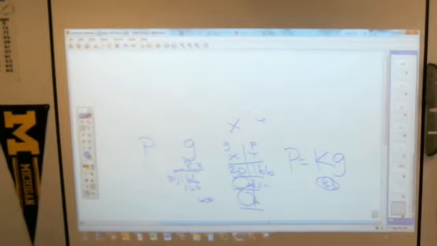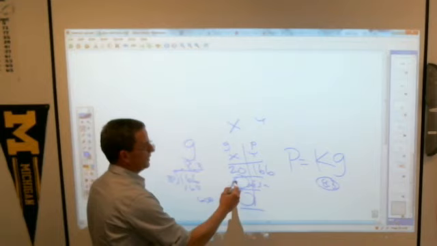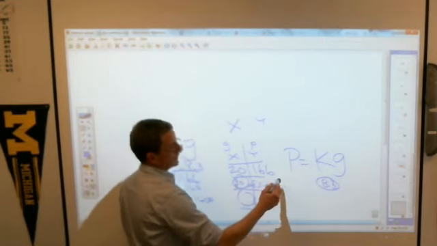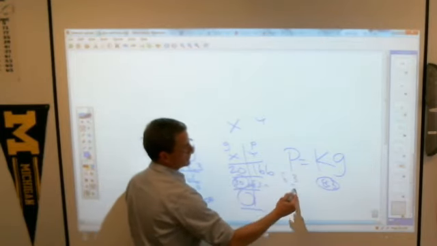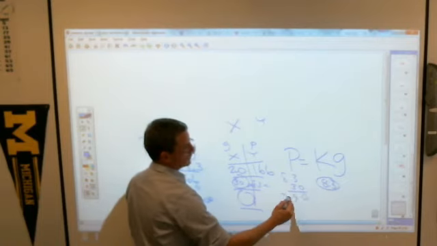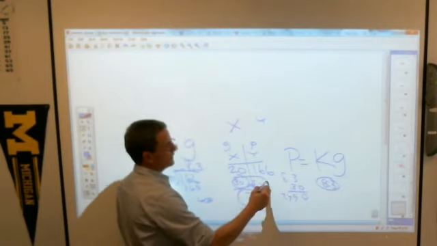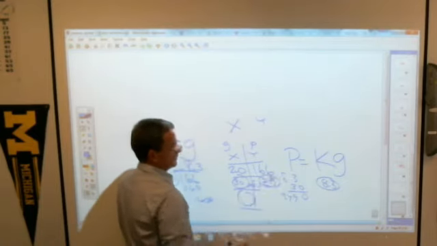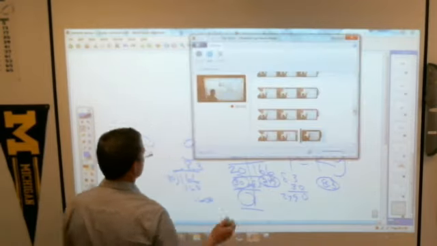So the question they asked you was, if you had 30 gallons of water, how many pounds would that be? You take 8.3 times 30, which is 249 pounds. Oh boy. Look at that.